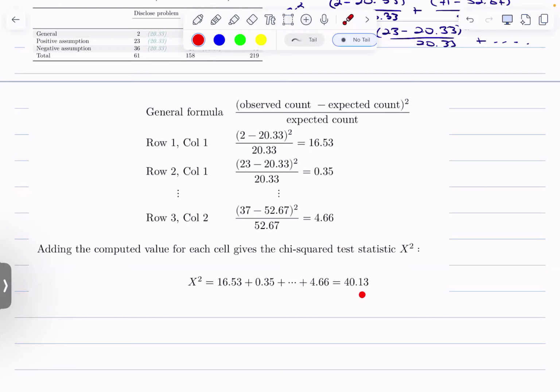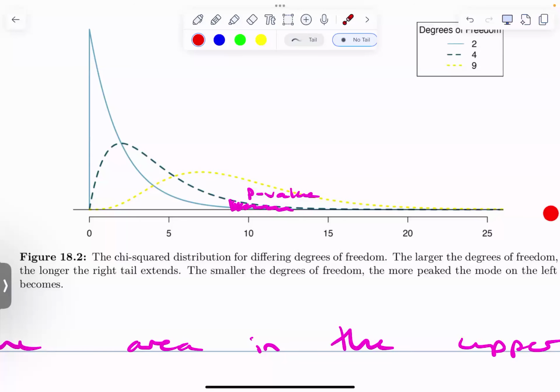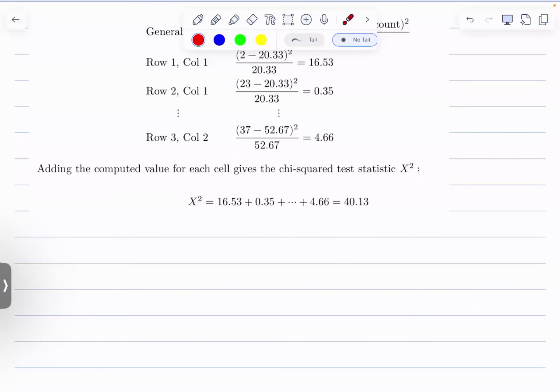Now from this image, if we have 2 degrees of freedom, we're on this sharp curve. And it looks to me like 40.13 is pretty rare. I'm even off the chart here. Looking at this scale, I expect my p-value to be very, very small. But let's find it. This is step 2 done.